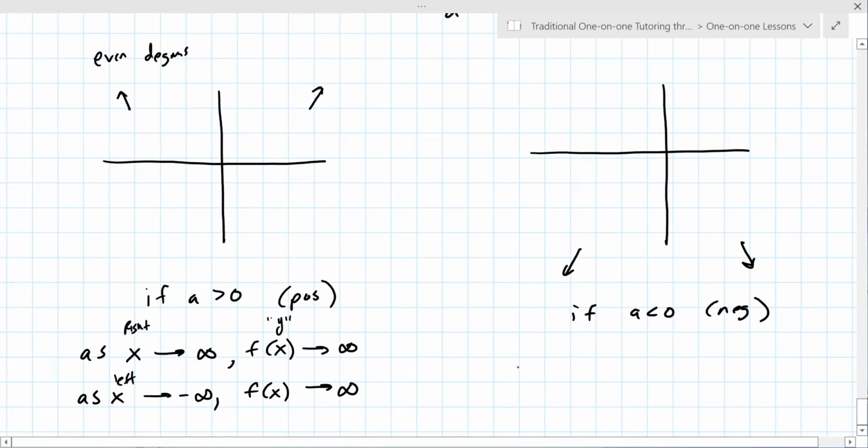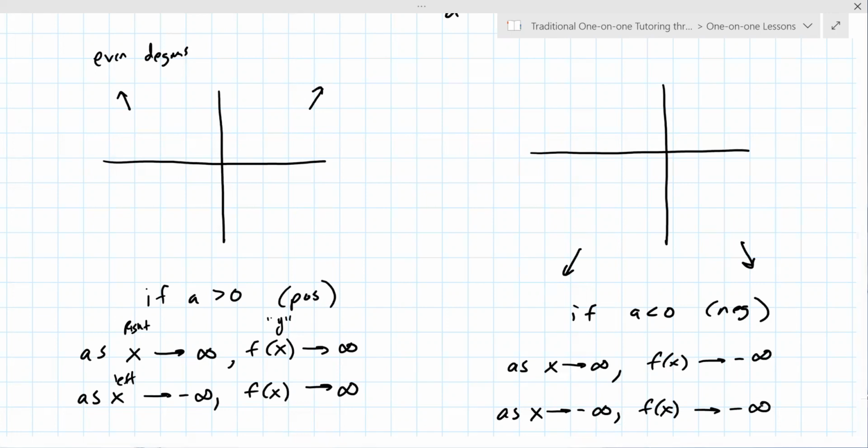So for the one on the right here, it's the same thing as x goes to infinity, but now f of x goes to minus infinity. That's this one on the right here, because it's going down. And then this other arrow, as x goes to negative infinity, f of x goes to negative infinity. Okay, so it feels like a lot. There's patterns here though. You're not actually memorizing all this. If you can draw the arrows, then you can figure this out.